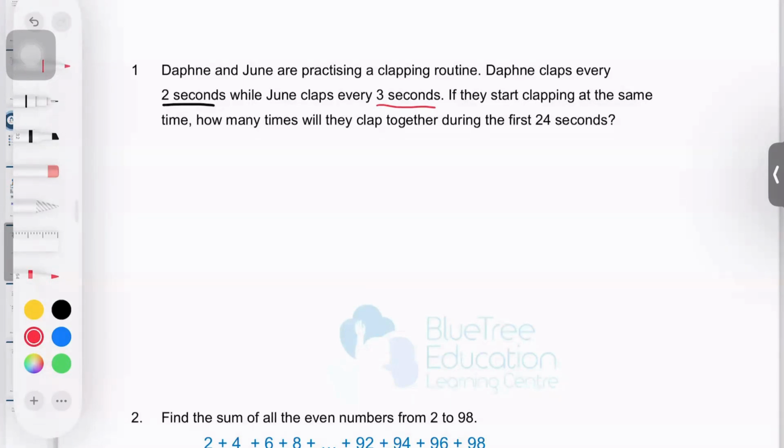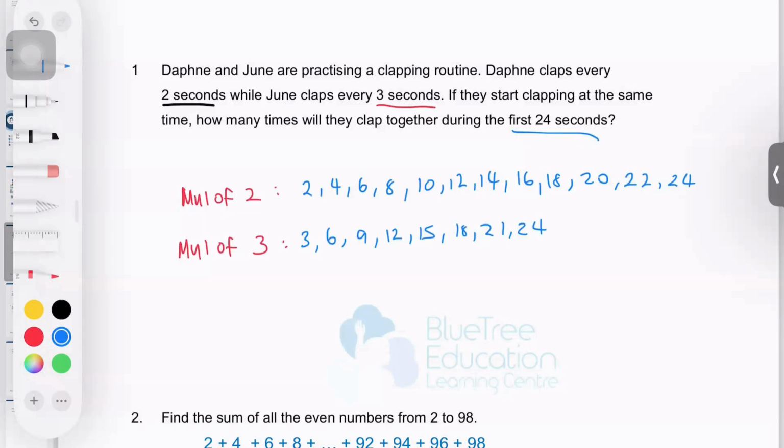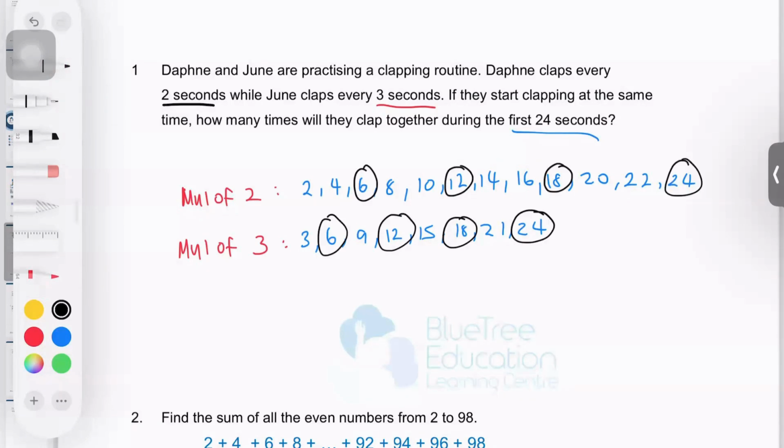So let's list out multiples of 2 and multiples of 3. Can we find the common multiples? This is actually a trick question. The answer is actually 5 because they have their first clap at 0 seconds. So you have to plus 1. So this one is first clap at 0 seconds.